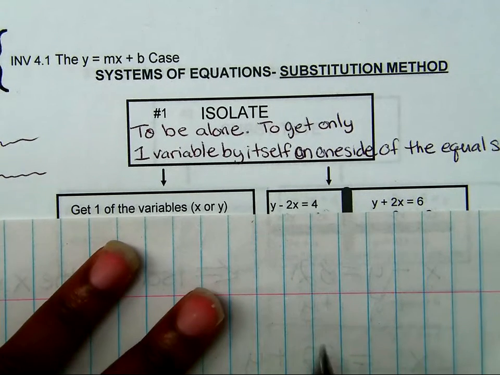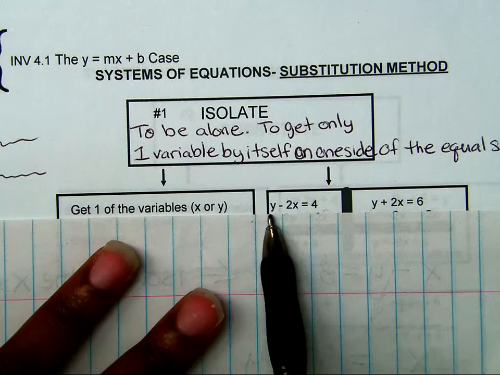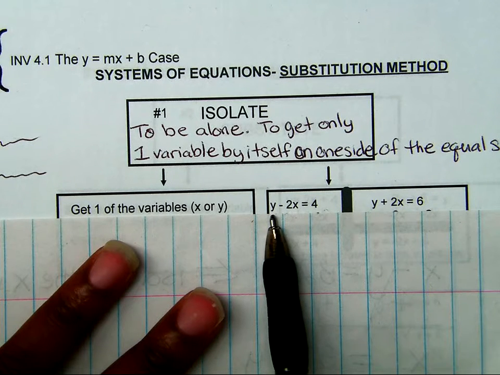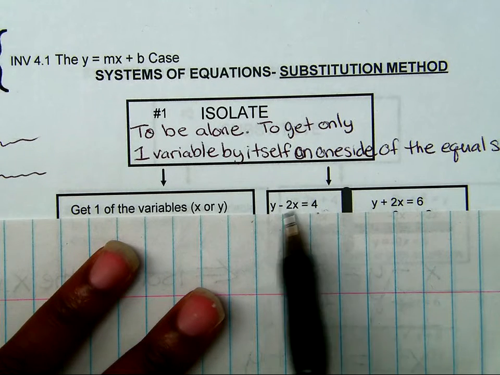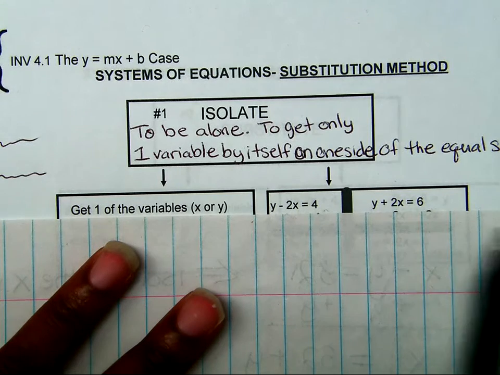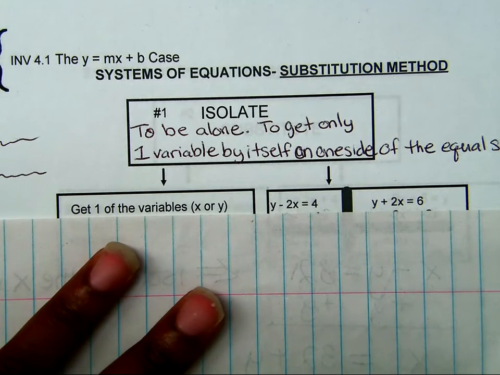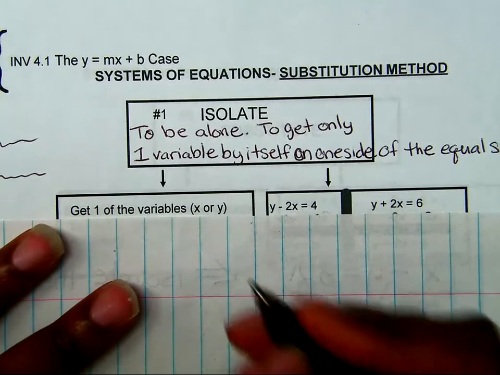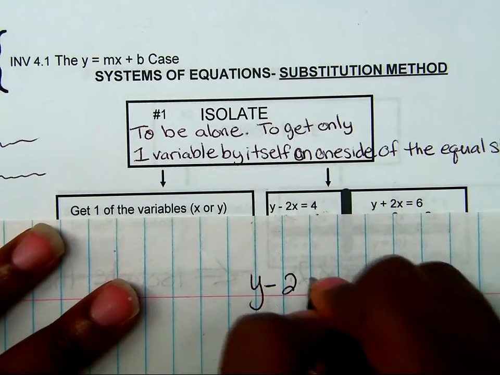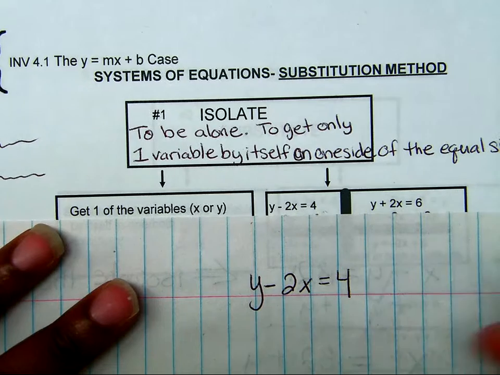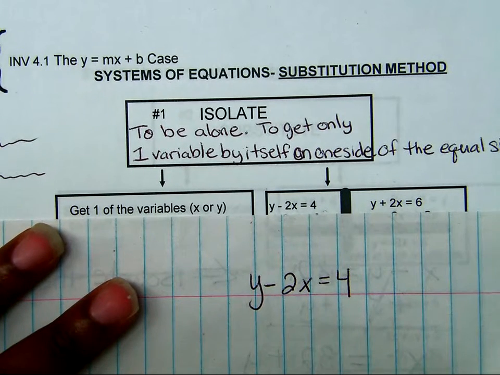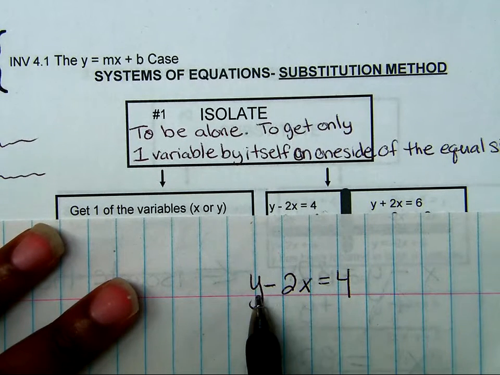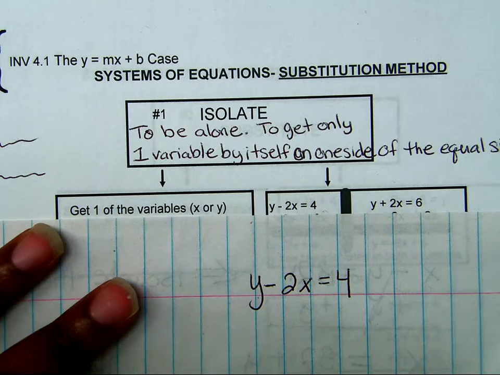And right now, it looks like it's going to be easier to isolate y because it doesn't have a coefficient attached to it. So as soon as I move this, I'm done isolating it. So I'm going to isolate the y variable in this first equation. y minus 2x equals 4 is the original problem. I want to move this so that y is on this side of the equal sign all by itself.